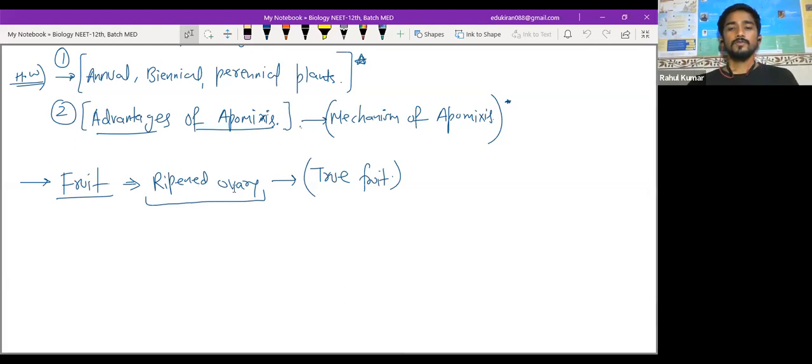So if the ovary gets ripened, it is a true fruit. If anything apart from the ovary gets ripened, write down: if any other tissue apart from the ovary gets ripened, then the fruit produced is known as a false fruit. Okay, everyone?